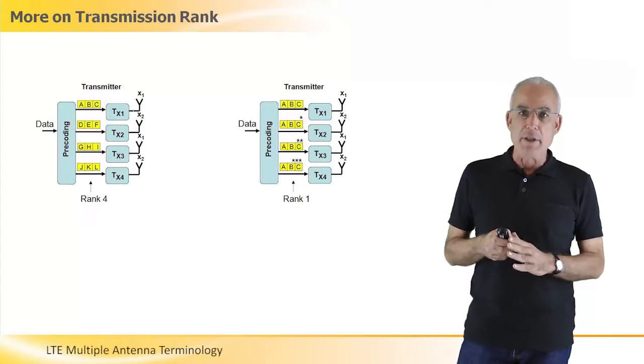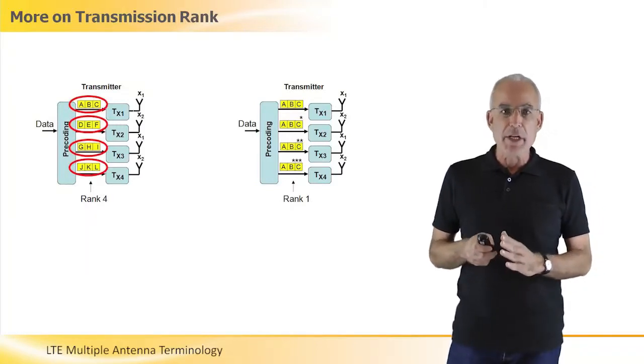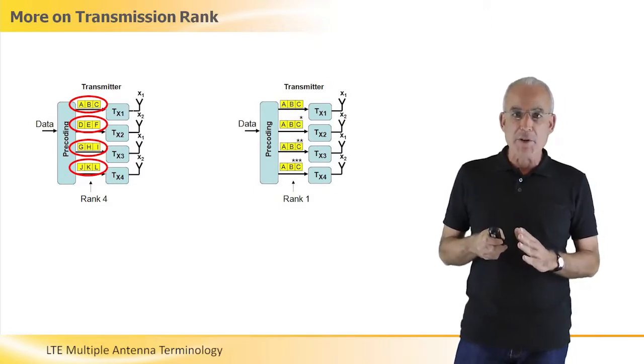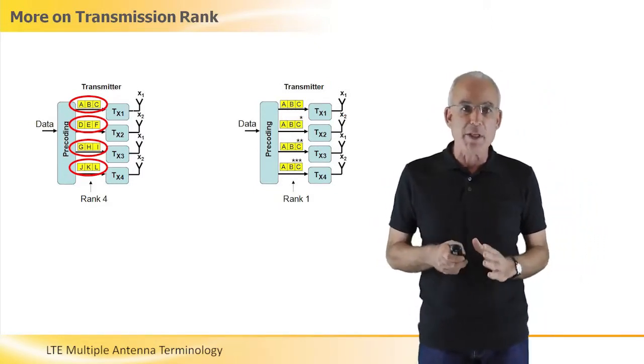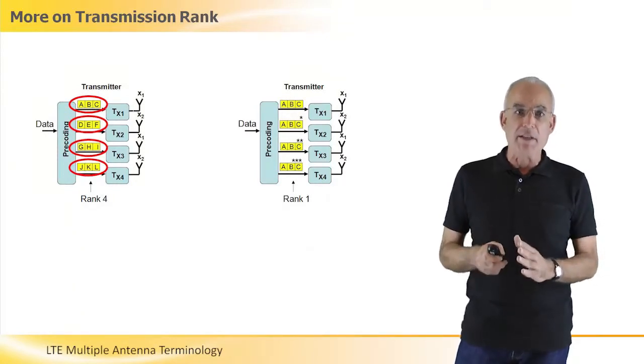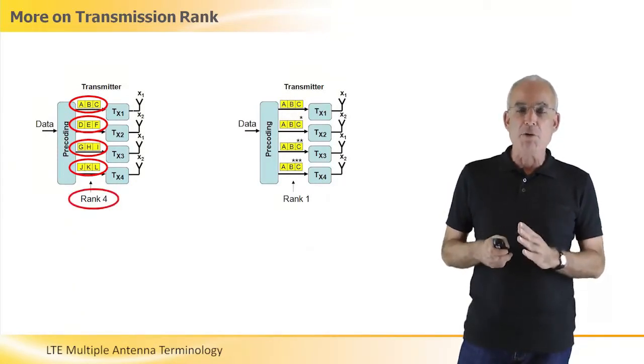At the left side figure, we see a multiple antenna transmitter which transmits in parallel different pieces of information, ABC, EFG, HIJ, etc. Since four different layers of different information pieces are simultaneously transmitted, we can say that the figure on the left side describes a rank 4 transmitter.